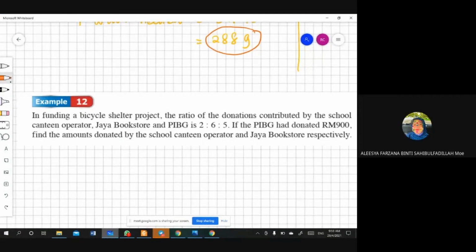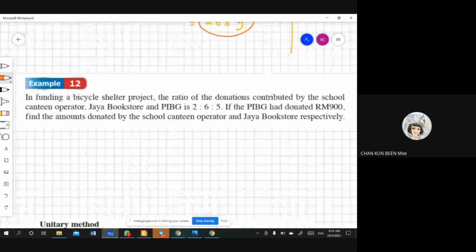In funding a bicycle shelter project, the ratio of donations contributed by the school canteen operator, Jaya Bookstore, and PIBG is 2 to 6 to 5. If the PIBG had donated 900 ringgit, find the amounts donated by the school canteen operator and Jaya Bookstore respectively. Wow, very good. Thank you, Alicia.